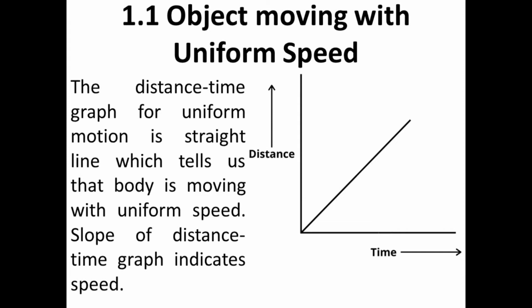First is the distance time graph for an object moving with uniform speed. We have discussed the uniform and non-uniform motion in previous lecture. The distance time graph for an object moving with uniform speed is a straight line. It tells us that body is moving with uniform speed. That means it is covering equal distance in equal intervals of time. Slope of this graph indicates speed of the object.